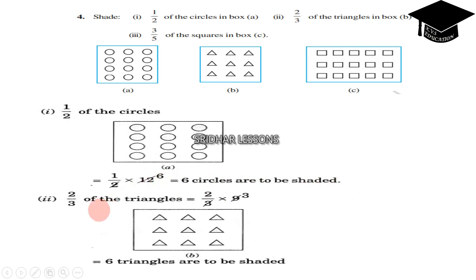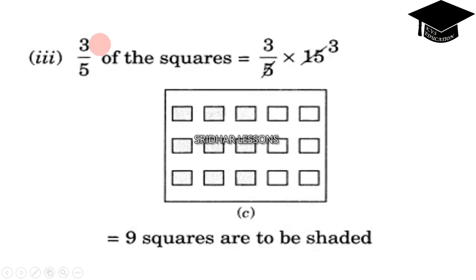Okay. Next, 2 by 3 of the triangles. Same. How many triangles are there? 9 triangles. So 2 by 3 into 9, that is 3 cancels 9 3 times. 2 into 3 is 6 triangles are to be shaded. Next, 3 by 5 of the squares.